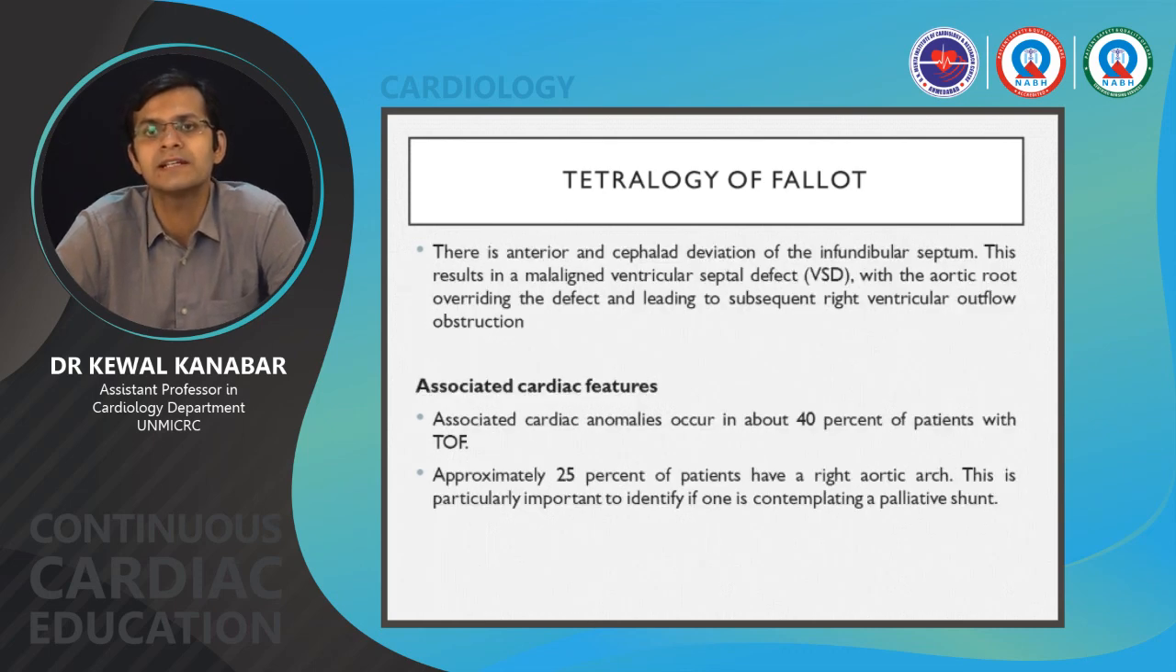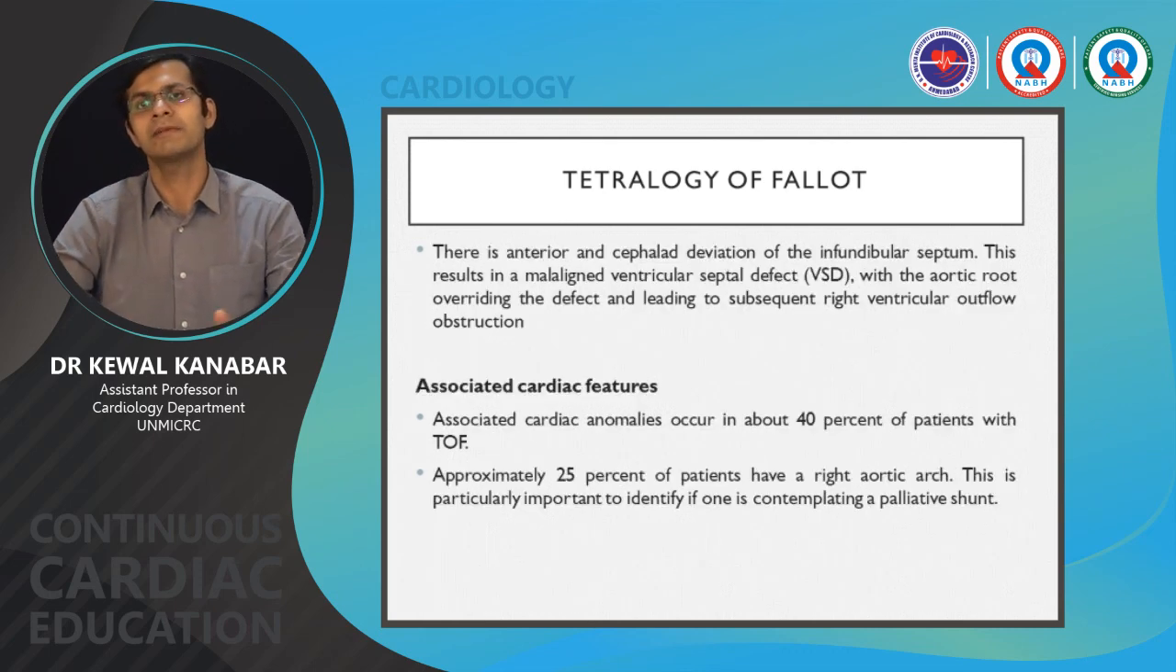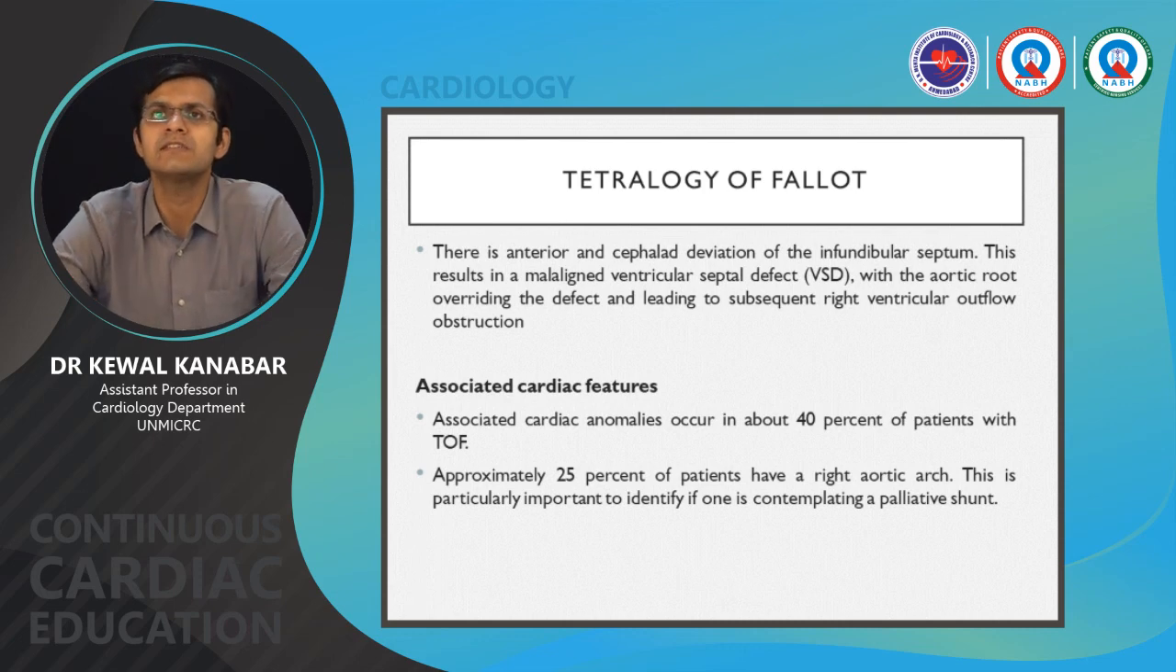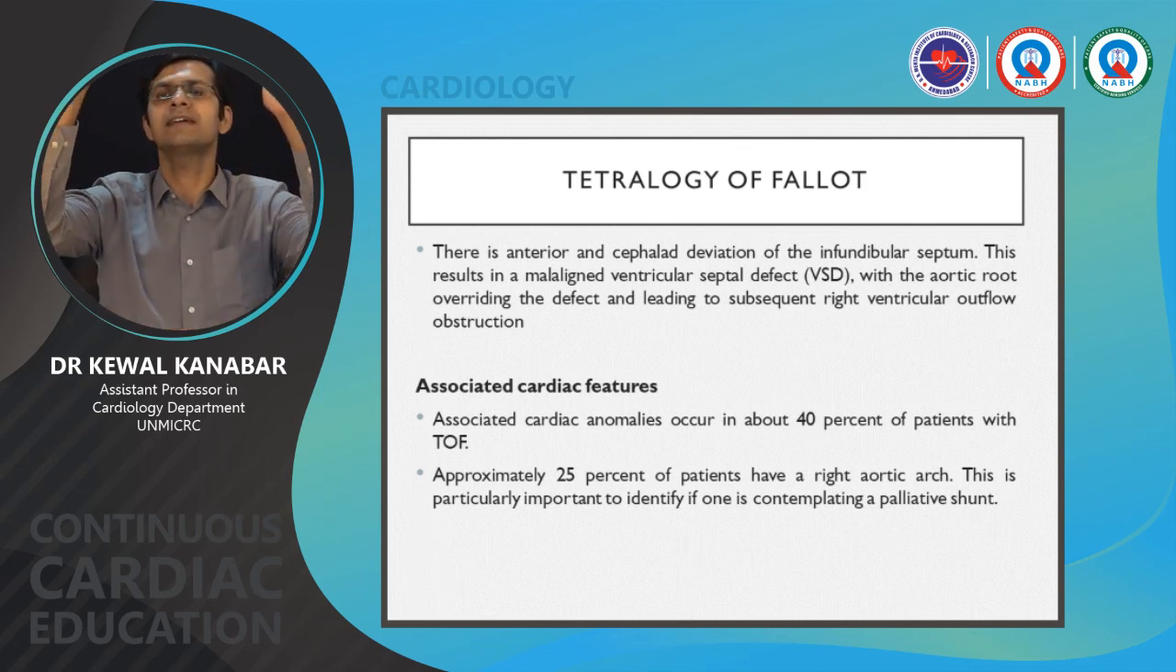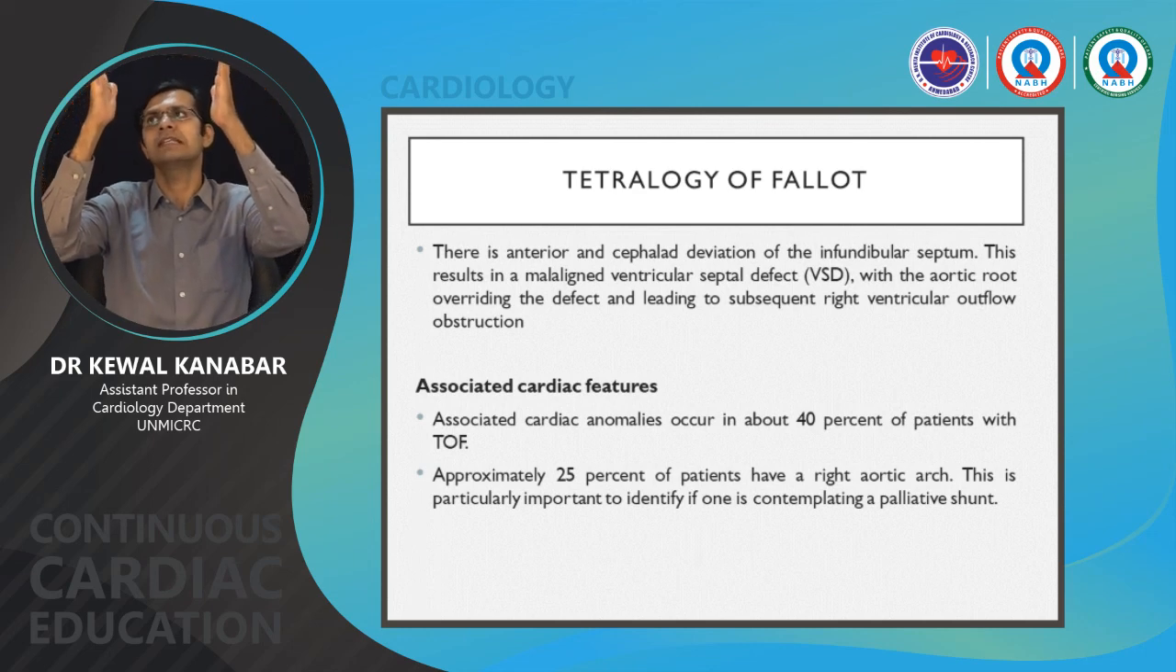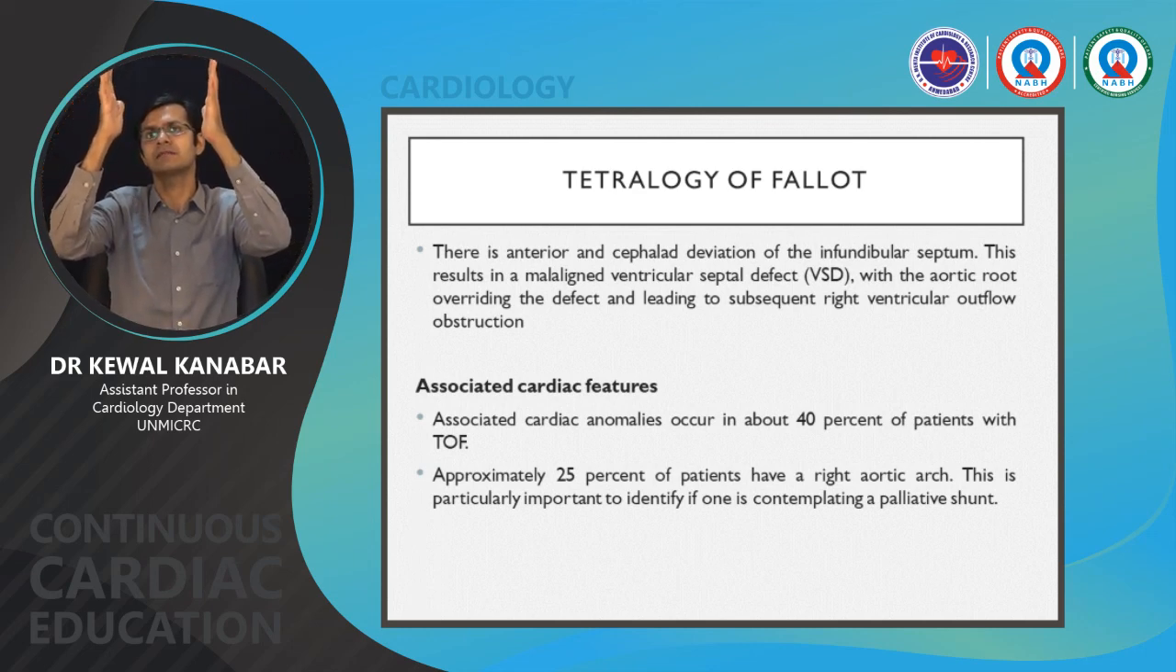Now we have to understand the normal anatomy of the great vessels. Normally the aorta is posterior and the pulmonary artery is anterior. Think of it as my right hand is anterior and my left hand is posterior, right? So in embryonic life, consider that the pulmonary artery is anterior and the aorta is posterior.